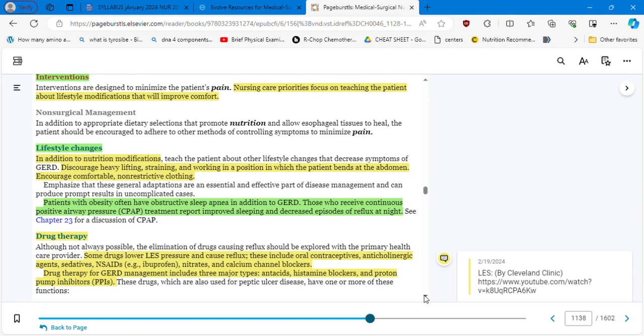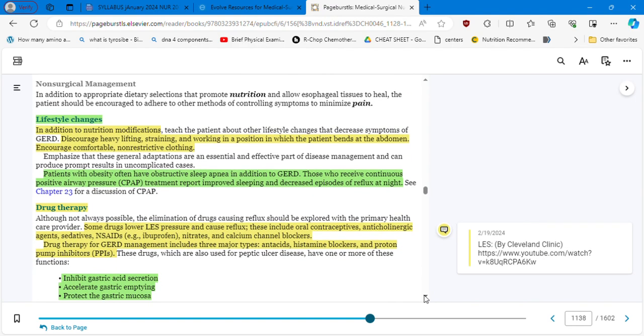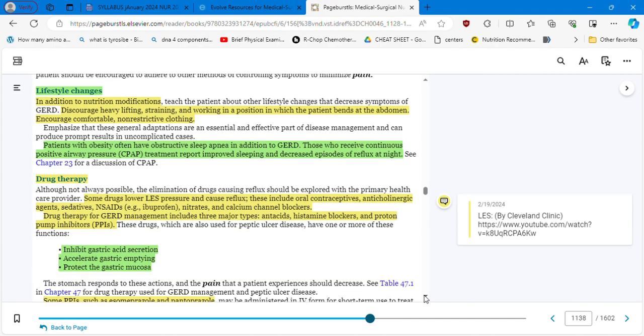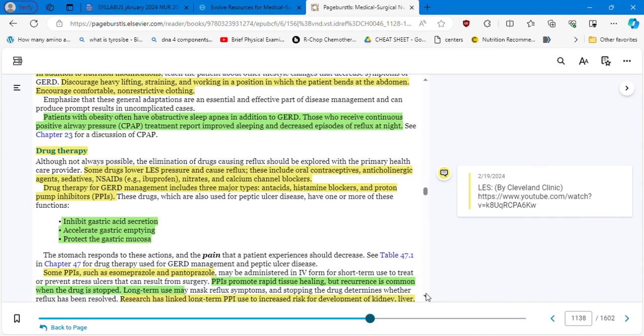Okay, lifestyle changes. In addition to nutrition modifications, discourage heavy lifting, right? Do you remember we talked about bending, lifting, straining, and working in a position in which the patient bends at the abdomen. Encourage comfortable, non-restrictive clothing. Patients with obesity often have obstructive sleep apnea in addition to GERD. We spoke about this. Those who receive continuous positive airway pressure, your CPAP, treatment report improved sleeping and decreased episodes of reflux at night.